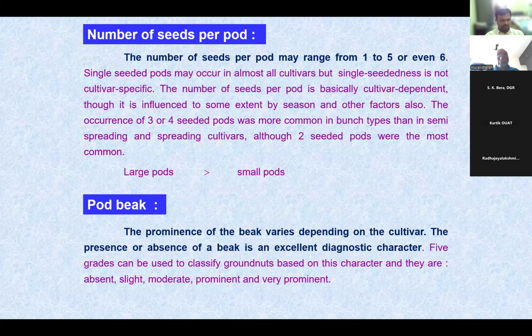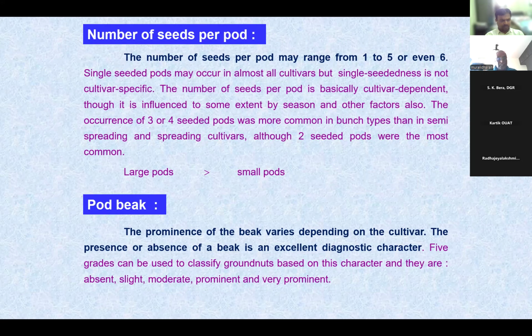The number of seeds per pod is basically cultivar dependent, though it is influenced to some extent by season and other factors also. The occurrence of 3 to 4 seeded pods was more common in bunch types than in semi-spreading and spreading cultivars, although 2 seeded pods were the most common. Large pods are dominant over small pods.